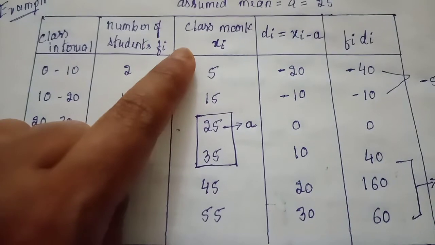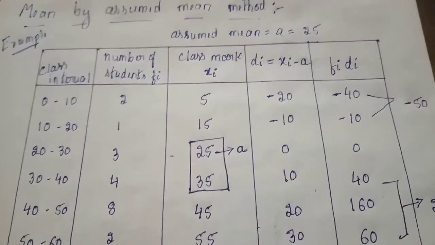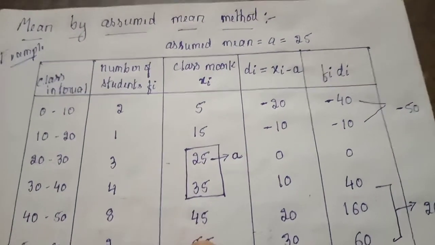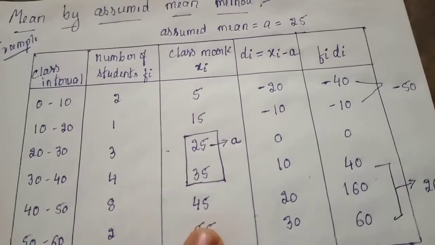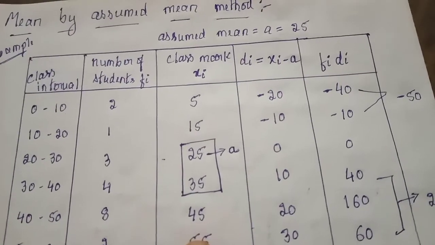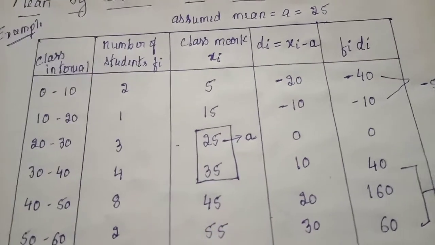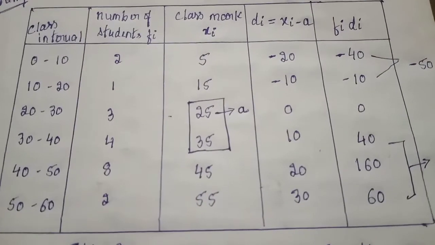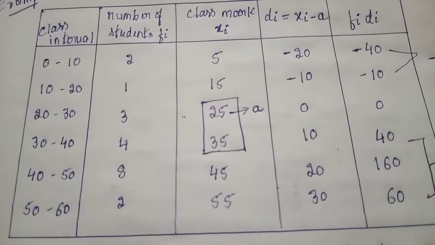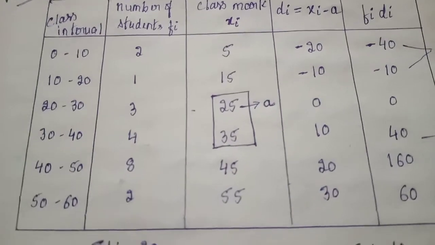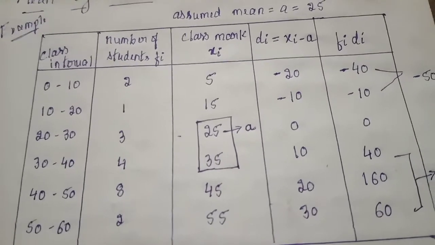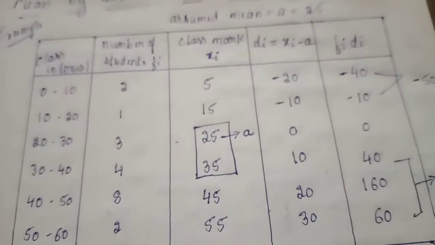Already in direct method also we did till this column. So these three columns we did in direct method. Then what is extra in assumed mean method? Why do we go for assumed mean method? You may have a doubt: when we already have one method, the direct method, why do we have to go for another method, that is called assumed mean method?